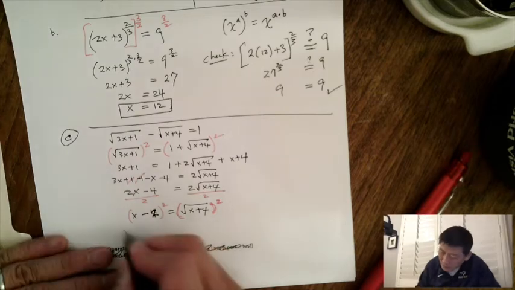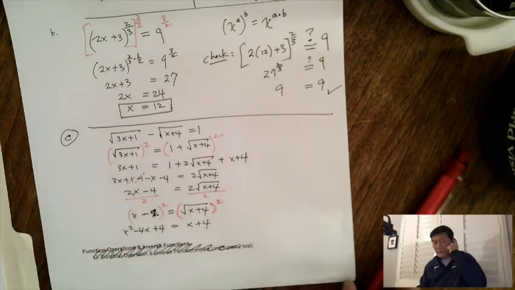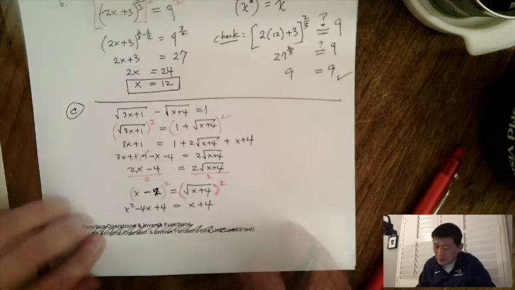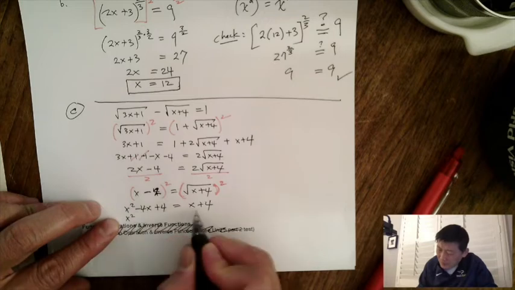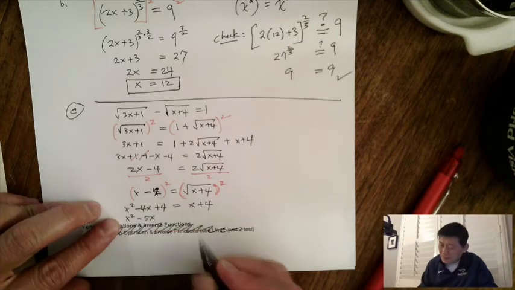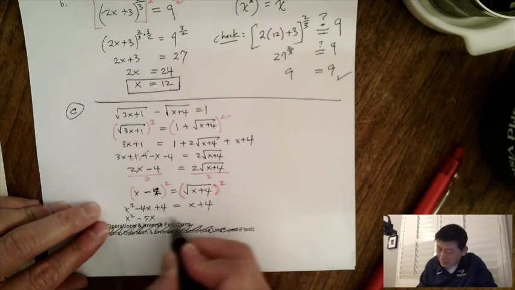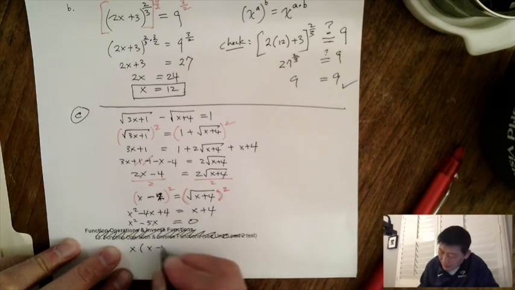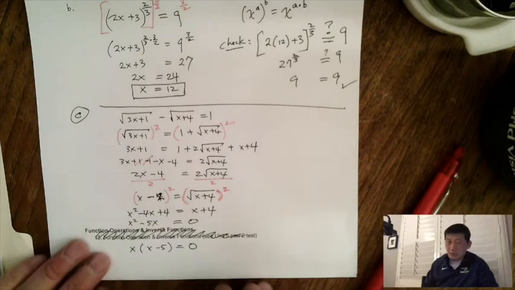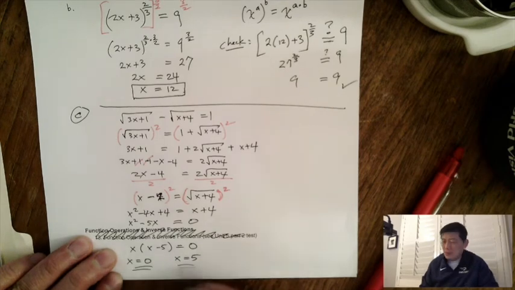So I end up with x squared minus 4x plus 4, and over here is x plus 4. Let's simplify this a bit more. I end up with x squared, negative 4x minus x is negative 5x, and then 4 and 4 cancel out, becoming 0. So it's x squared minus 5x equal to 0. I will factor out x, and I get x times x minus 5 is equal to 0. So I end up with x equal to 0, x is equal to 5. I have these two answers.